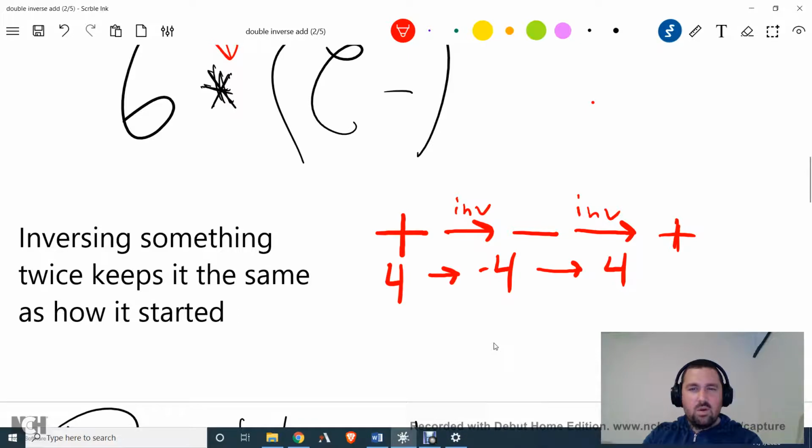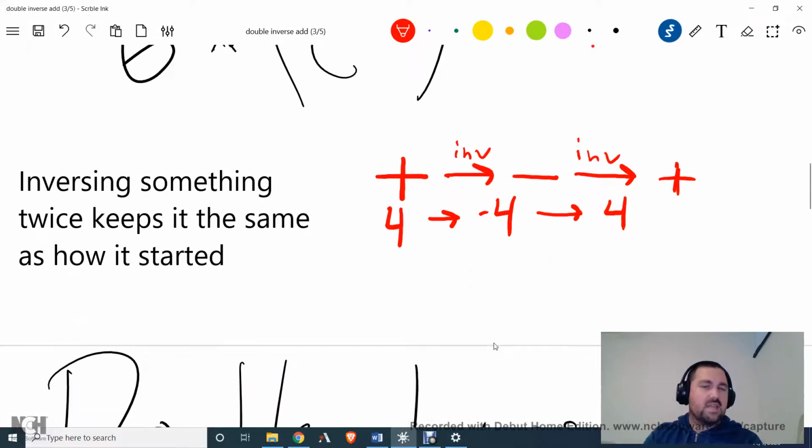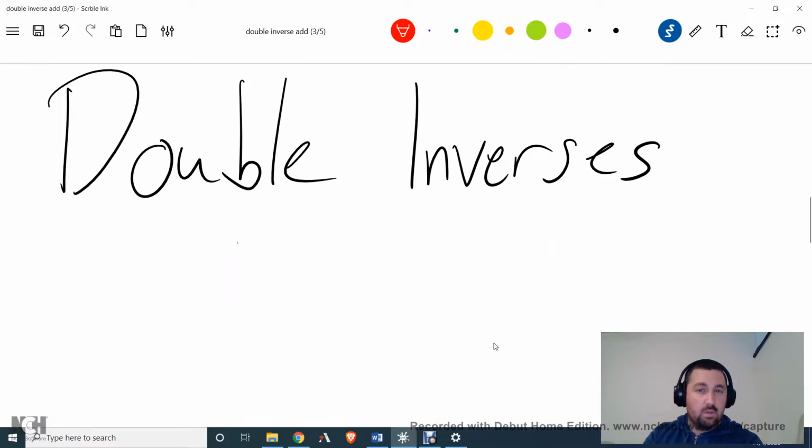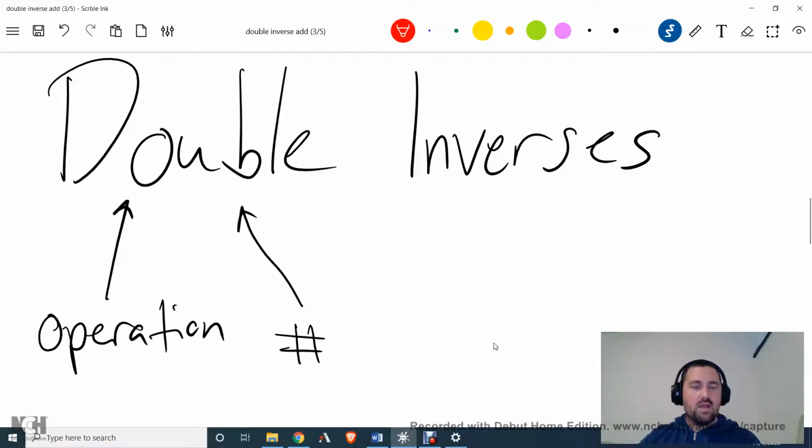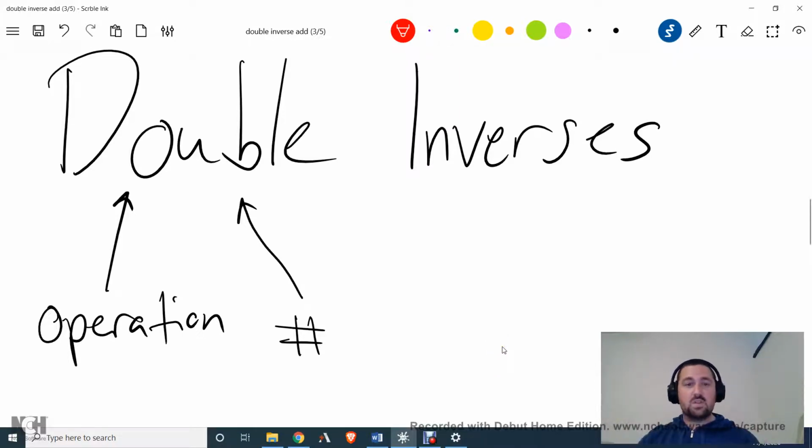So now let's look at a very specific case of this idea of two inverses. Caitlin and I refer to this as double inverses. Double inverses means something very specific to us. It means the idea of using both an operation inverse and a numerical inverse. That's where the double comes from. So it's not just doing it twice, but it's doing two different inverses.